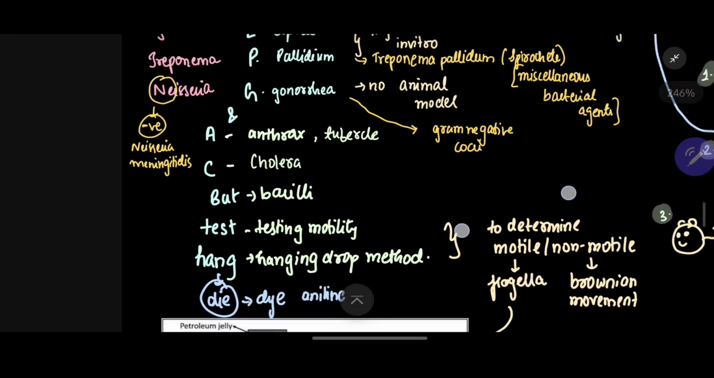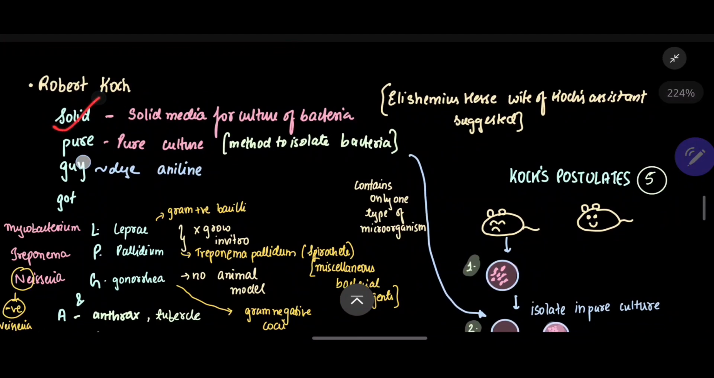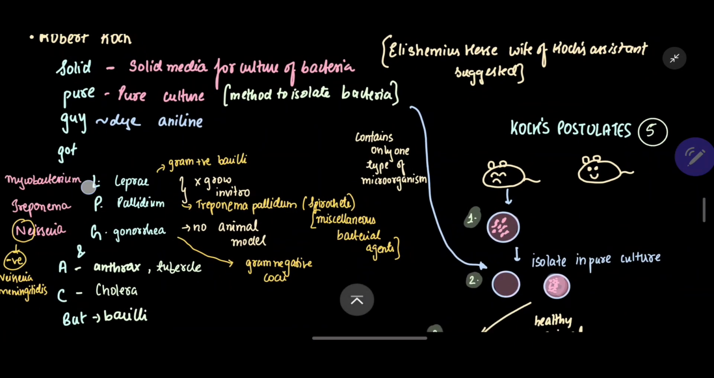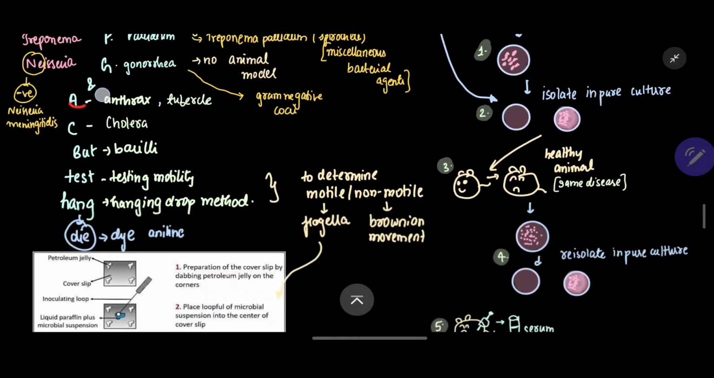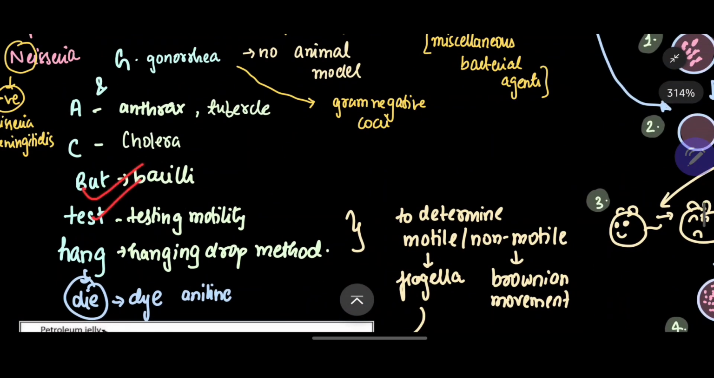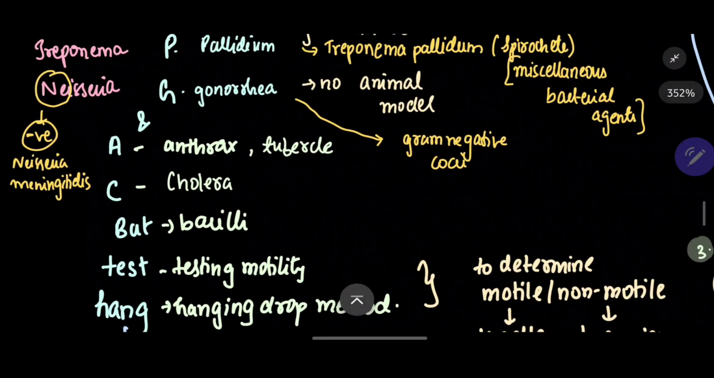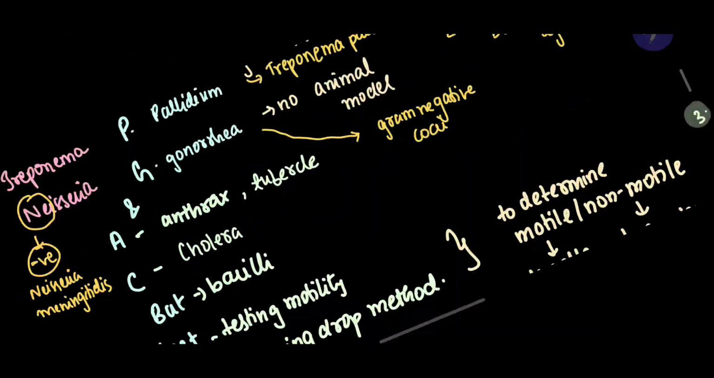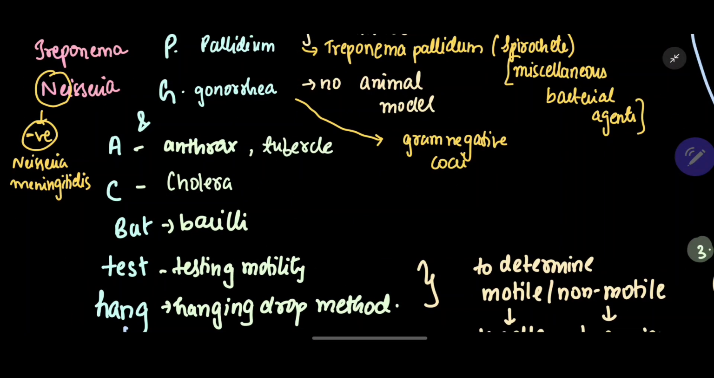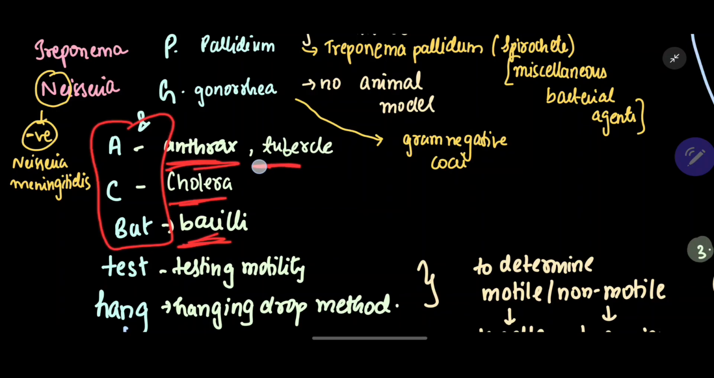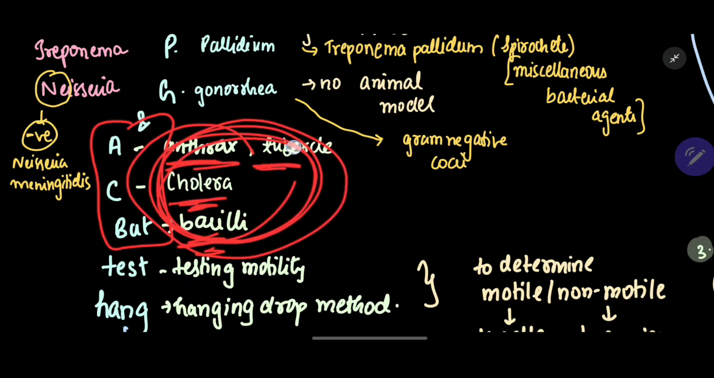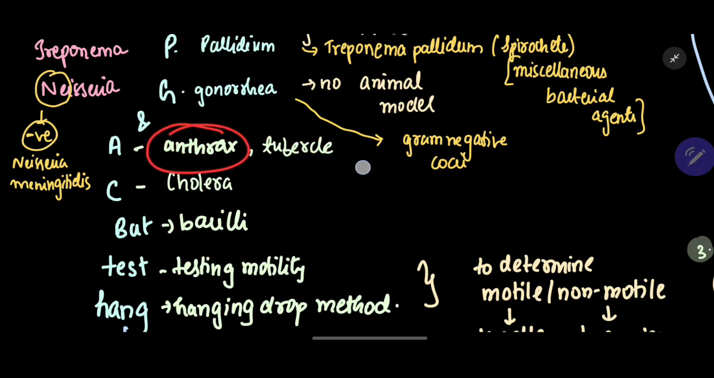So we are talking about Robert Koch, that he's a solid pure guy and he used to get LPG cylinders and AC, but he had a test and then he hanged himself and he died. So ANC is for anthrax, tubercle, and cholera bacilli. Okay, anthrax, tubercle, cholera bacilli. He discovered these bacteria. Okay, so we have already studied anthrax.